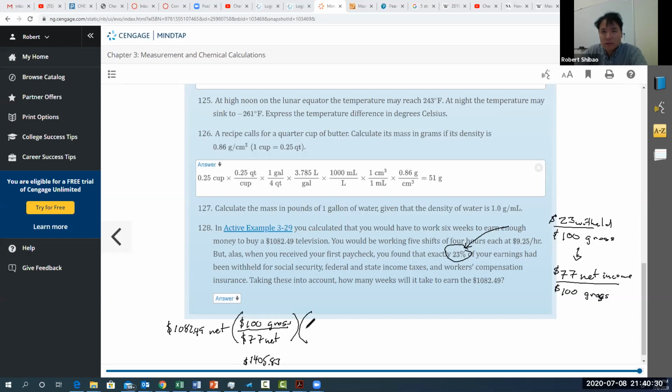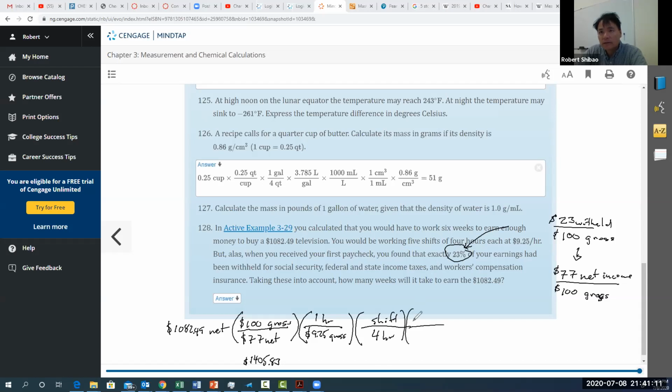So that's $100 gross. And then I know I get $9.25 gross dollars pre-tax for every hour you work. And so the gross cancels, and that gives us the hours. The net cancels, net dollars, the gross dollars cancel. We're left with hours, and then we know that we have 4 hours per shift.